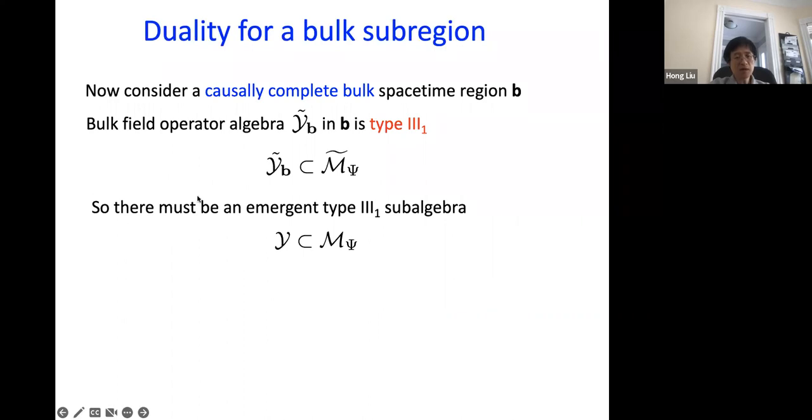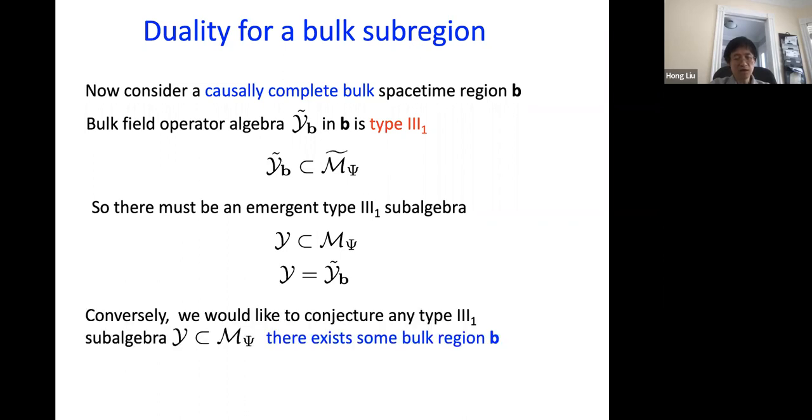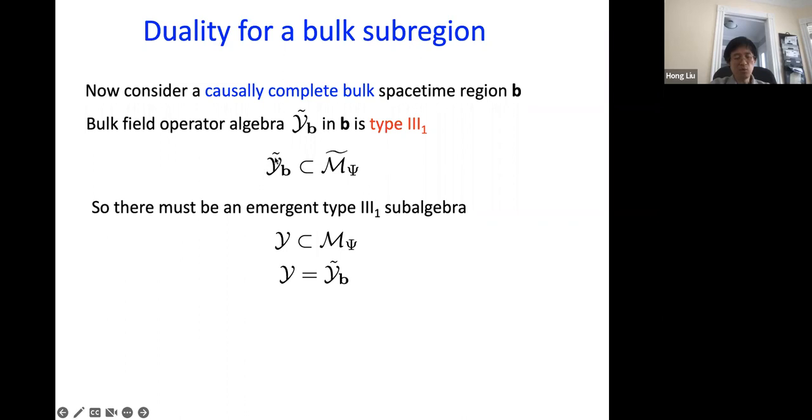So that means there must exist an emergent type 3.1 von Neumann algebra in the boundary theory, which is a subalgebra in the boundary theory, which is identified with this bulk subalgebra. So this establishes one direction of the duality: for any subregion in the bulk, you can associate a subalgebra in the boundary theory.